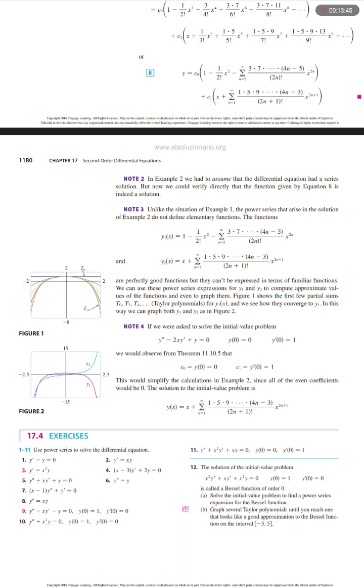Sidebar figure 1, where T_0 and T_10. Then you have figure 2 in the sidebar, which is y_1 and y_2.